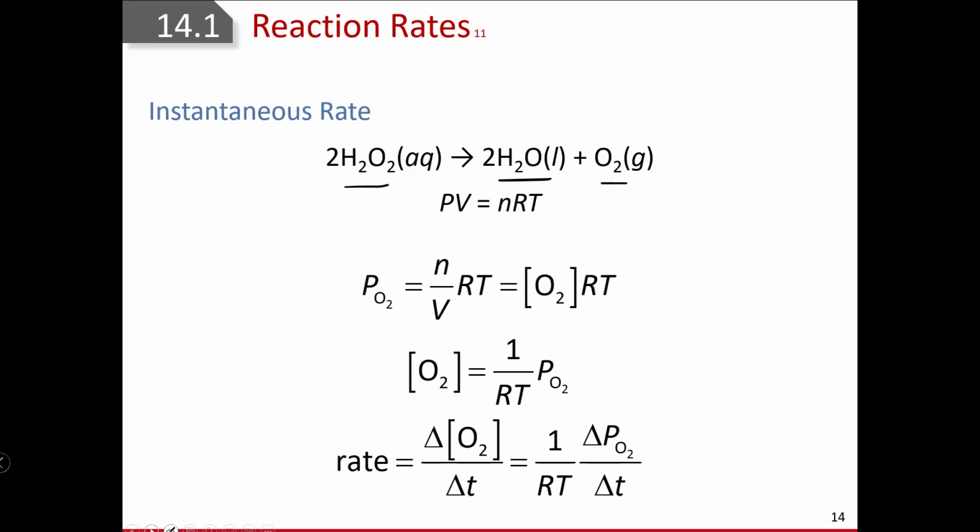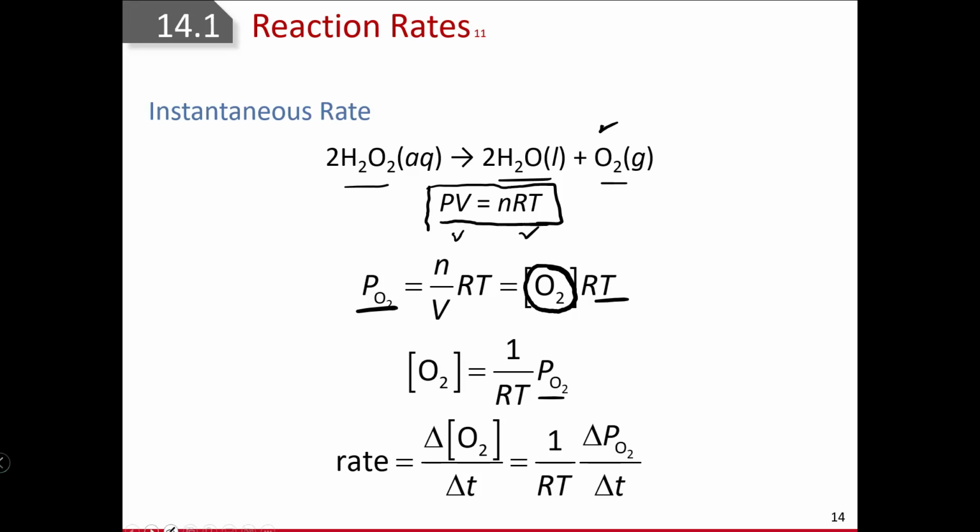So let's talk about this in terms of gas, instead of concentration. We've talked about this in Chem 170, PV equals nRT, the ideal gas equation. So the pressure of the oxygen gas that's generated is equal to n over V, so we divide both sides by V here, we get n over V times RT. n over V is moles per liter, so that's a concentration. So there's the relationship between pressure and concentration times RT. If I want to solve for the concentration, it's 1 over RT times the pressure of the oxygen.